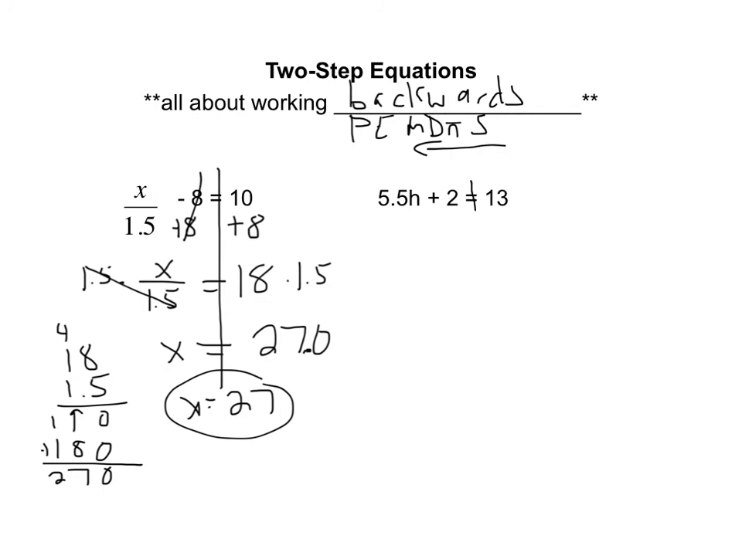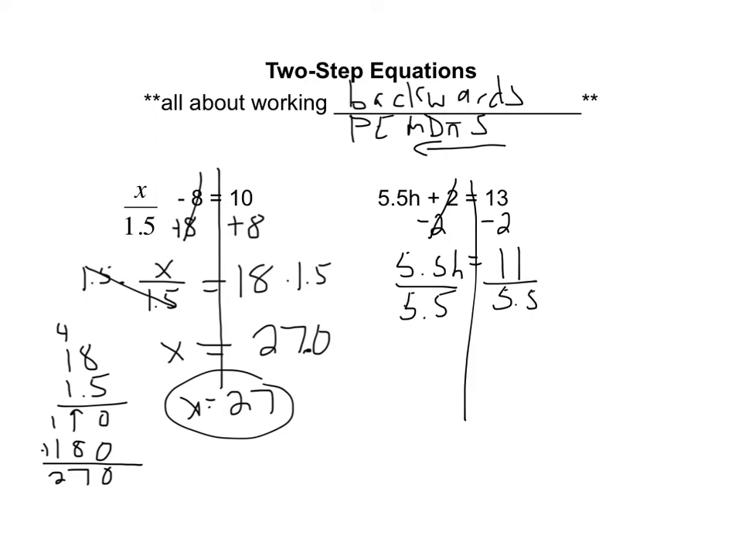Alright, on this problem, once again we're working backwards. Since it's a plus 2, I'm going to subtract 2 first. That leaves me with 5 and 5/10 times h equals 13 minus 2 is 11. I'm going to divide both sides by 5 and 5/10. H is equal to 11 divided by 5 and 5/10. I have to move it over 1, so I'm going to add in a 0 placeholder and move my decimal point.